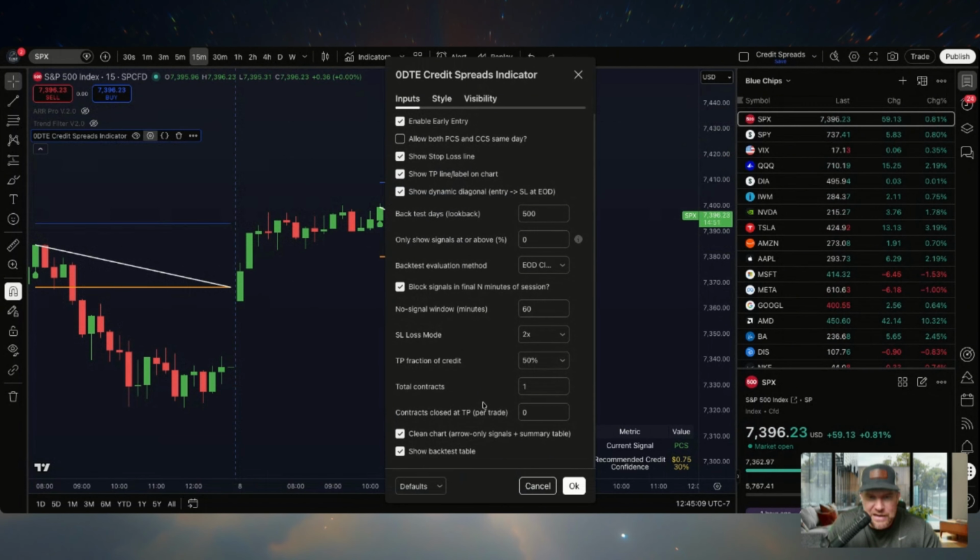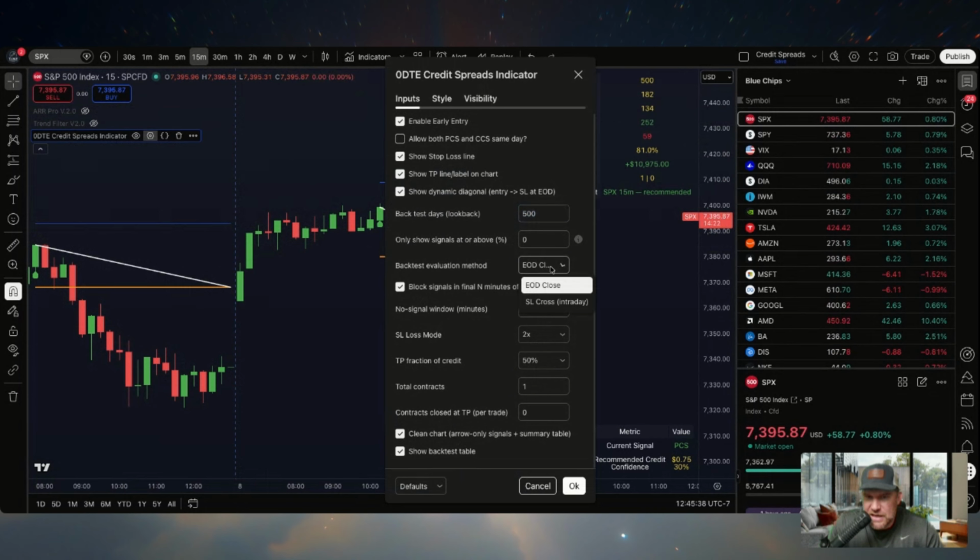So I will show the back test table here, and we'll look at the last 500 days of trading. I'm looking at signals that are at or above 0% right now, so basically I want to see all signals. I'm not going to show any signals for the last 1 hour of the market, just because it's crazy volatile and the credit that you get is just not worth it there. And I'm going to go with just one contract right now.